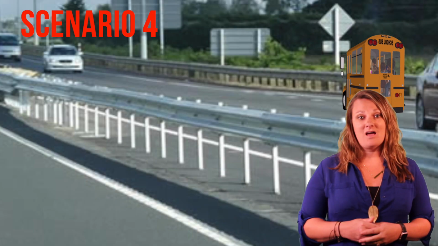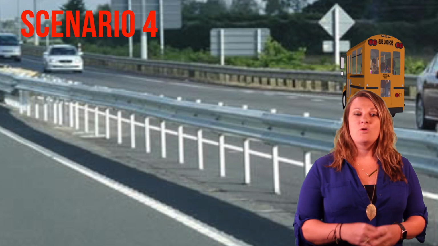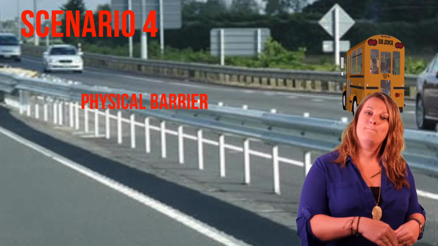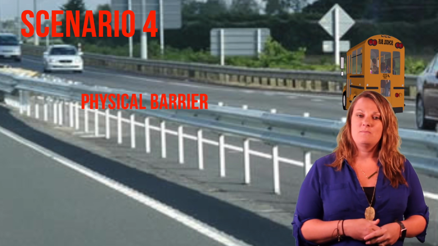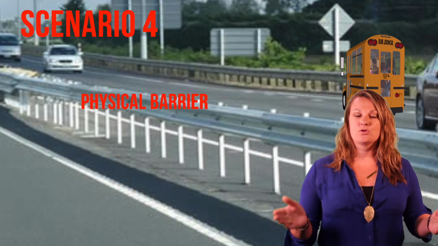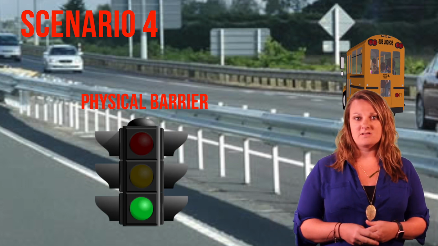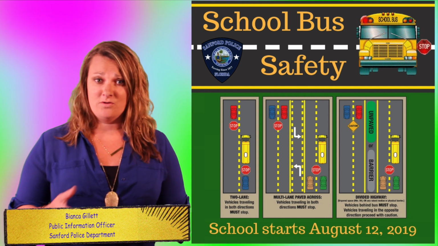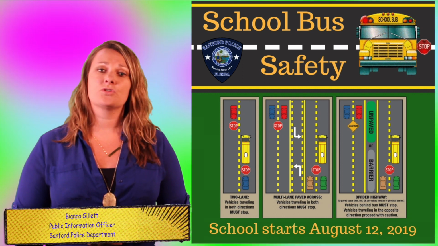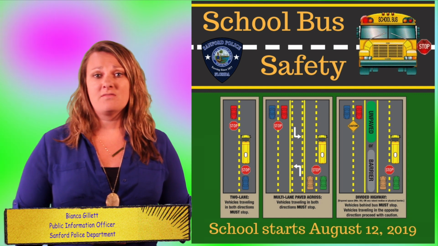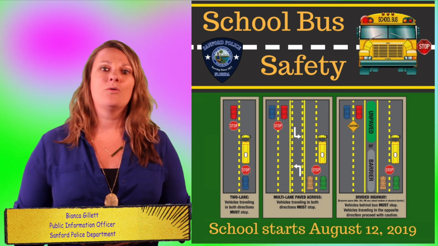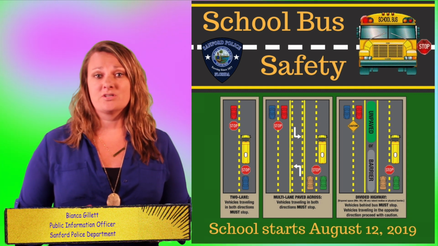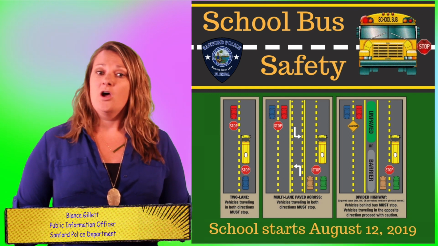Okay? And last but not least, pretty simple one, when you have a physical barrier. So let's say a metal barrier in the median dividing the 2 directions of travel, you do not have to stop. The penalty for violating any of these is a moving violation, so we want to make sure that 1, you guys are safe so you don't get a ticket, but 2, and most importantly, our children are safe out there on the roadways. So hopefully this helps.